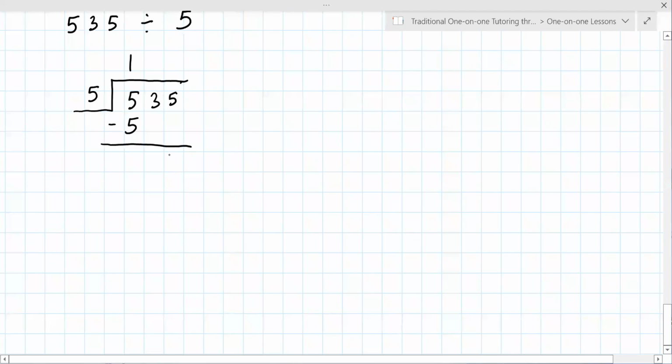Yeah. So now it's 0, so you bring the 3 down. Does 5 go into 3? No. No, so you put a 0 there. And then you bring the 5 down.